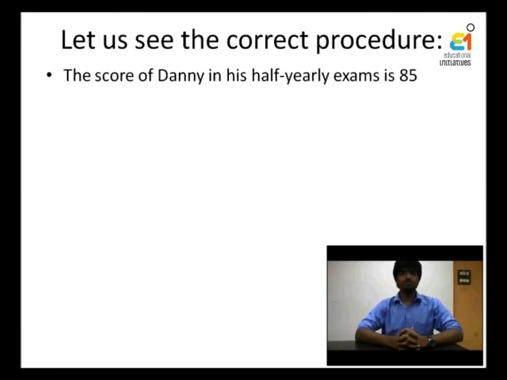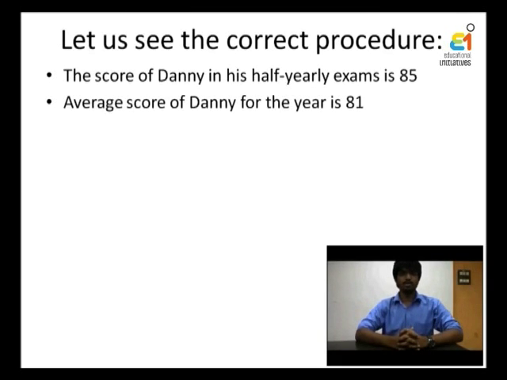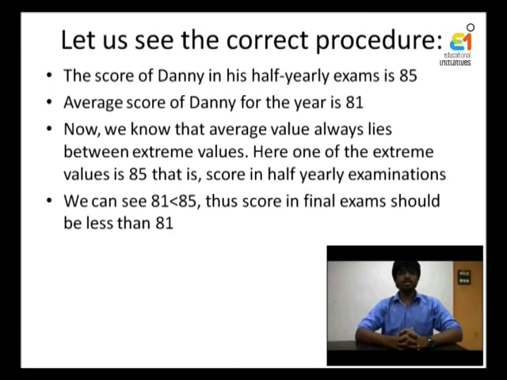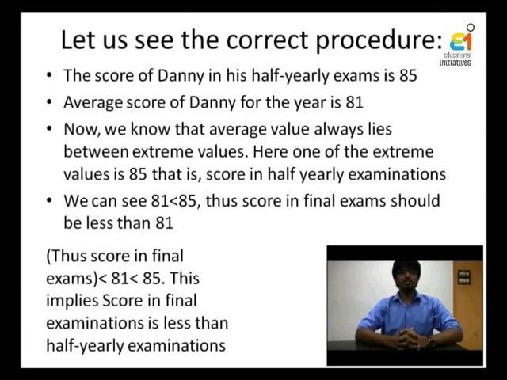The score of Danny in his half-yearly exams is 85. The average score of Danny for the year is 81. Now we know that average value always lies between extreme values. Here, one of the extreme values is 85. That is, score in half-yearly examinations. We can see that 81 is less than 85. Thus, score in final exams should be less than 81. Thus, score in final exams is less than 81, which is less than 85. This implies score in final examinations is less than half-yearly examinations, which gives the correct option.